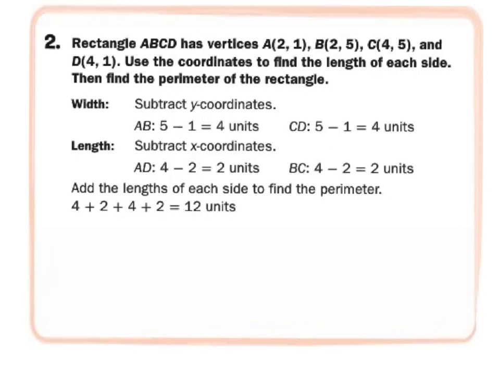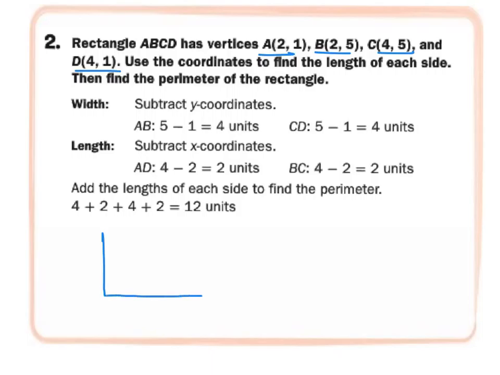Okay, so here's another problem. This time they don't give us a picture to do. So it says rectangle ABCD. So I'm going to have a rectangle with 4 corners labeled A, B, C, and D. They give us the vertices to tell us where to plot the points. It says use the coordinates to find the length of each side, then find the perimeter. Okay, so if I wanted to, I could draw a picture.